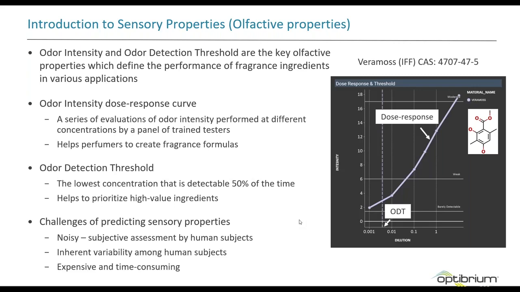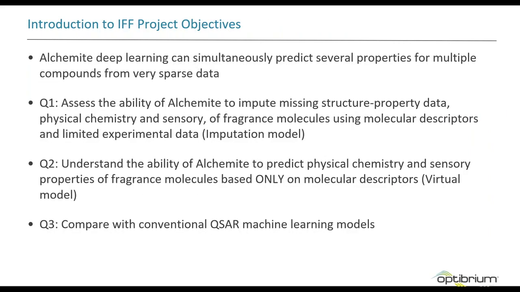And it would be very beneficial to have a model which can use the available chemical information and some available experimental data and can fill these missing gaps reliably with predictions based on the chemical structure and the little available experimental data. So this is exactly what got us interested in the Alchemite deep learning approach, because this is an approach which can predict several properties for multiple compounds from very sparse data.